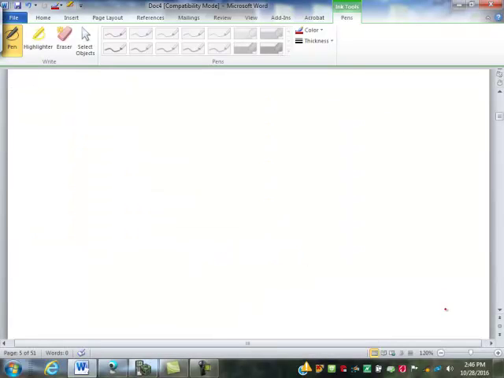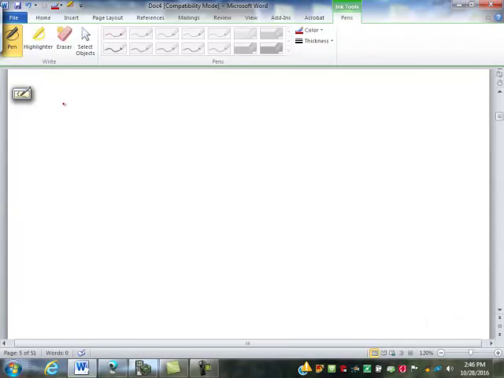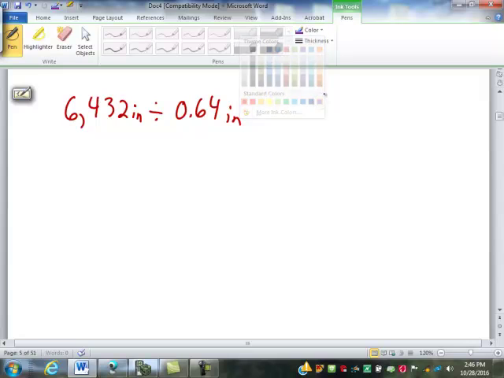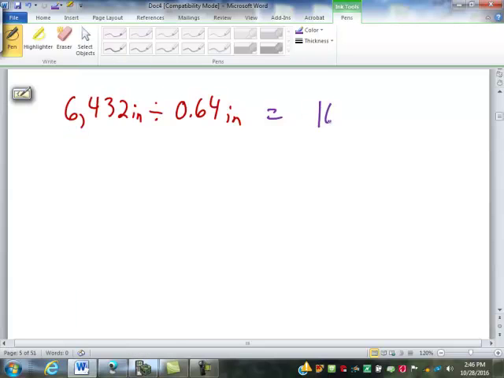Let's do an example of one similar to number 13 up here on the board. So if I have something like 6,432 divided by 0.64. If I divide those, what do I get? We get 10,050.